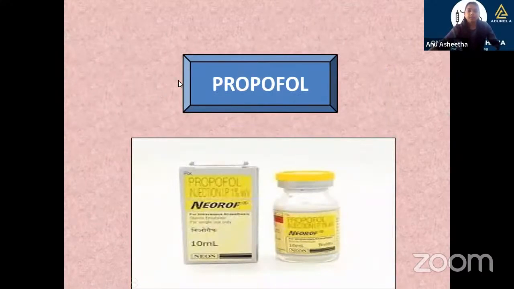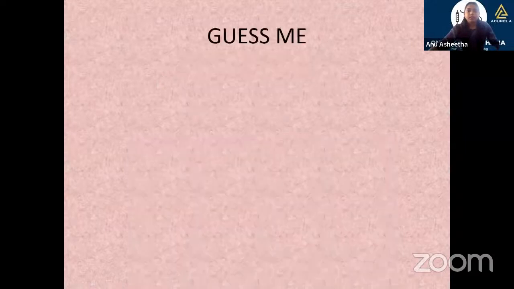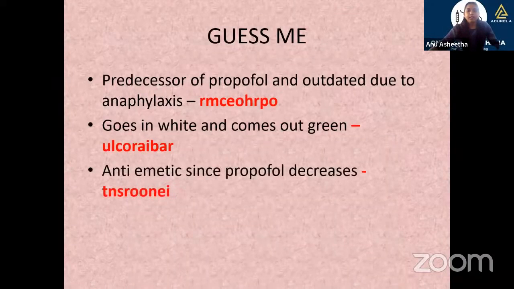So, propofol. So, another set of slides you can try cracking. Predecessor of propofol and outdated due to anaphylaxis. Goes in white and comes out green. The antiemetic property of propofol is attributed to the decrease of this element.